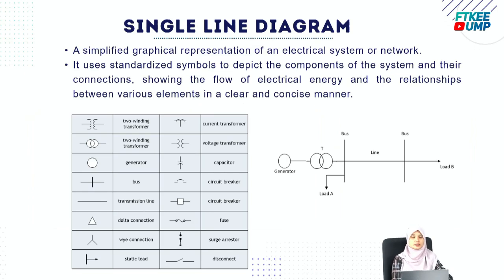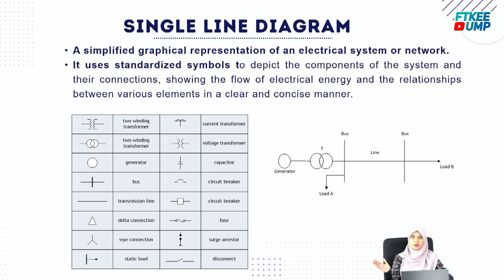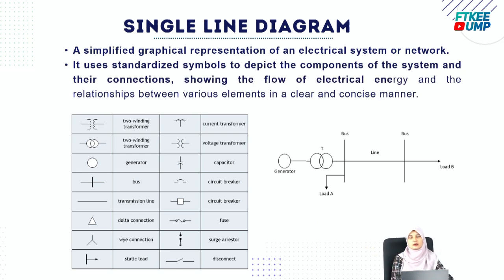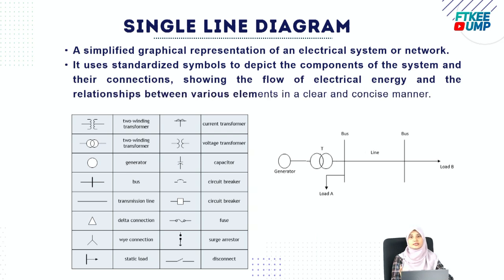Next, we also have a single line diagram here. So what is a single line diagram? It is actually a simplified graphical representation of an electrical system or network. And it uses standardized symbols, like in the table here, to depict the components of the system and their connections, showing the flow of electrical energy and the relationships between various elements in a clear and concise manner. So this is actually a sample of a single line diagram. So it is just to simplify the electrical system or network.